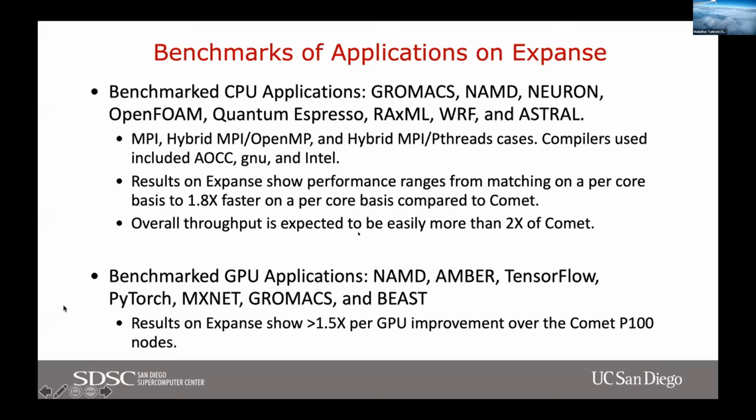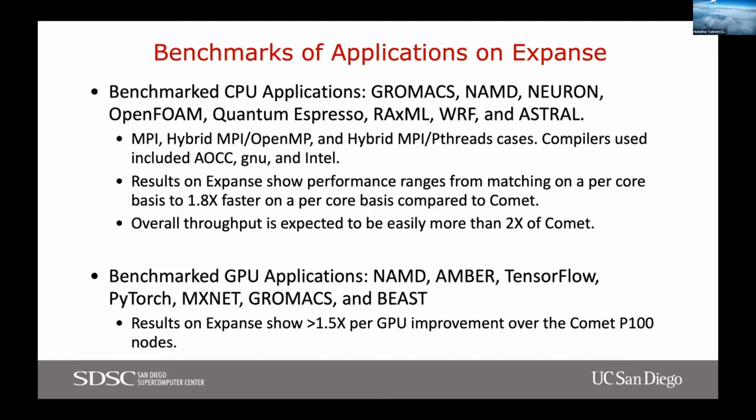So in terms of benchmarks, just for acceptance, we did a lot of benchmarks last year and early this year, basically benchmarking CPU applications like GROMACS, NAMD, Neuron, OpenFOAM, Quantum Espresso, RAxML, WRF, and Astral. So these are a very broad range of domains, as you can see. And it's all kinds of codes: pure MPI, hybrid MPI with OpenMP, hybrid MPI with Pthreads. And we've also tried out all different compilers on Expanse. And it's been interesting. Depending on the code, we've found different combinations have worked well.